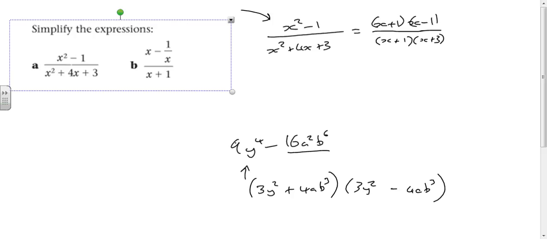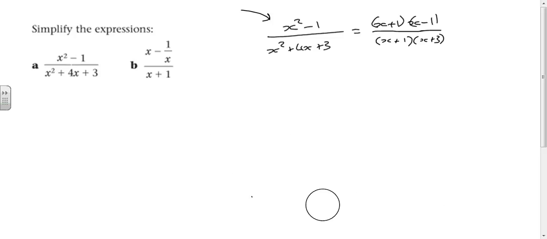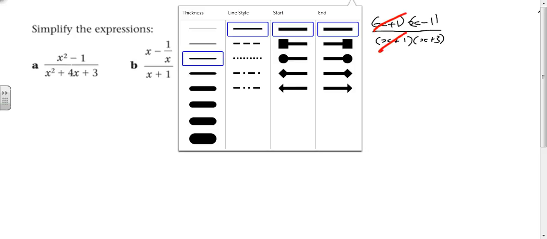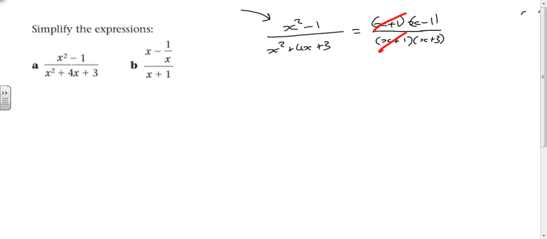So going back to our question up here, we've factorised the top to get x plus 1, x minus 1, factorised the bottom to get x plus 1, x plus 3. We're then going to cancel out that and that, leaving us with x minus 1 over x plus 3. Okay, so that was part A, and this is part B.